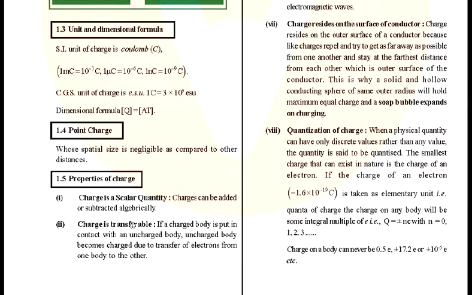Now look at the second property. Charge is transferable. If a charged body is put in contact with an uncharged body, it becomes charged due to transfer of electrons from one body to the other. It means if we have a charged body and a second, uncharged body, and we put the first body in contact with the second body, then the second body becomes charged due to transfer of electrons from the first body, which is charged.